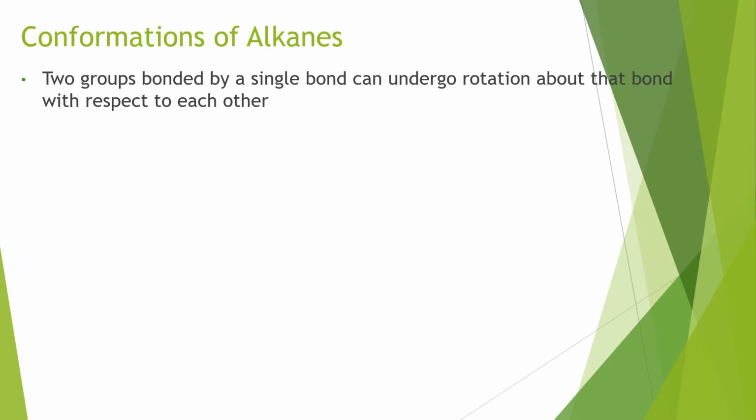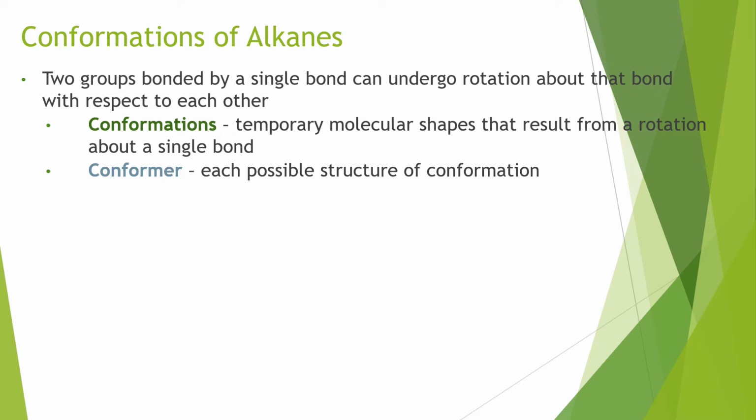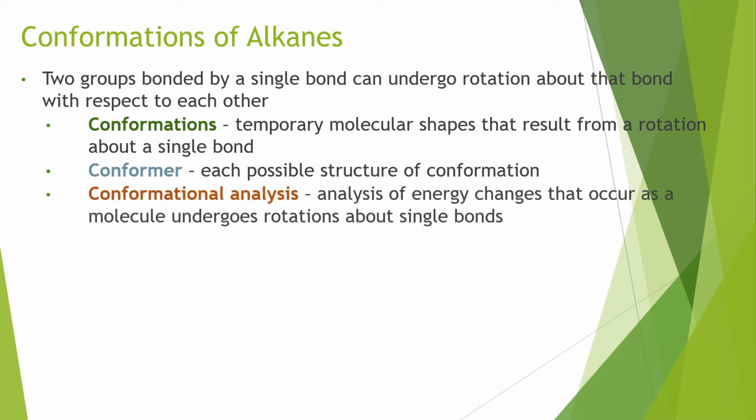So, a reminder from Gen Chem, two groups bonded by a single bond can undergo rotation about that bond with respect to each other. A conformation is a temporary molecular shape that results from a rotation about a single bond. A conformer is referencing each possible structure of conformation. Conformational analysis is the analysis of the energy changes that occur as a molecule undergoes rotations about single bonds.